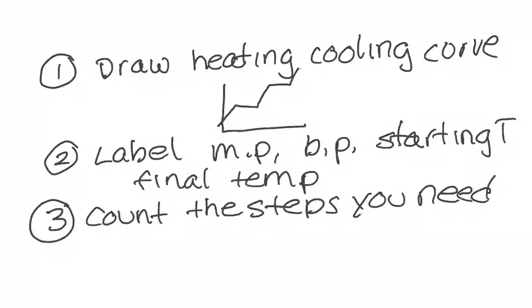So the most you could have is 5. You could go solid, melt, liquid, boil, gas. 1, 2, 3, 4, 5 steps. But a lot of times you might just be doing 2 or 3 steps, and sometimes just 1 step. If you were just going from here to here, you would just be doing Q equals mc delta T, because you're all a liquid, you're not boiling or freezing or anything. So count the steps you need.